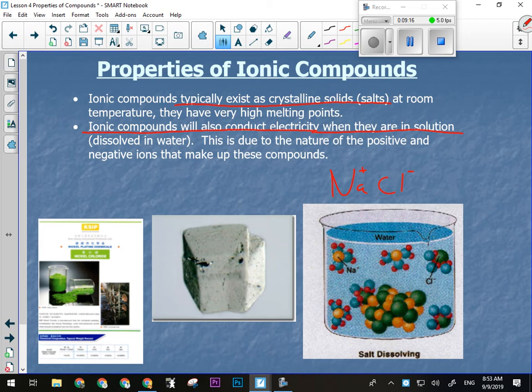So that conductivity test is going to be pretty important. We'll just make a note here: conductivity test reveals ionic versus molecular.